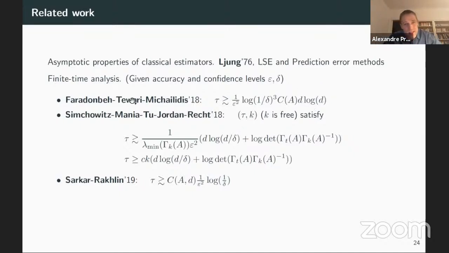The second one by Simchowitz et al. is difficult to interpret. We don't know the dependence in A. It's not explicit. You have to maximize and optimize some parameter to know the dependence. And the paper by Sarkar and Rakhlin is interesting, but it's completely avoiding the dependence in A and d. So what we want is an optimal and explicit dependence in epsilon and delta. And of course, we want to be instance specific optimal, so we want an optimal dependence in A.